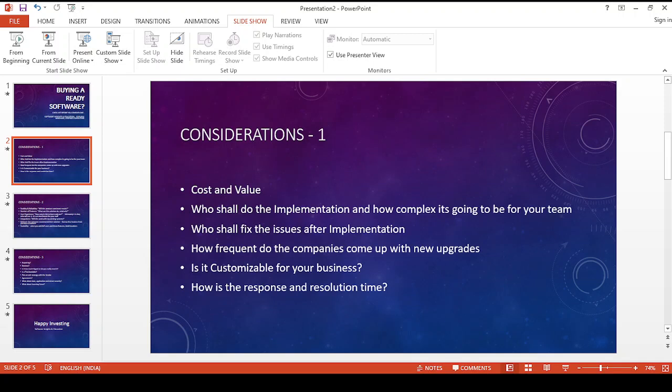Response time is, if you raise a query with the vendor, in how much time he is going to respond, saying yes, I'm ready to solve the issue, yes, I'm going to call you at so and so time, etc. And resolution is, in how many minutes, hours, or days is the issue going to be addressed. So these are some of the factors in consideration number one slide.